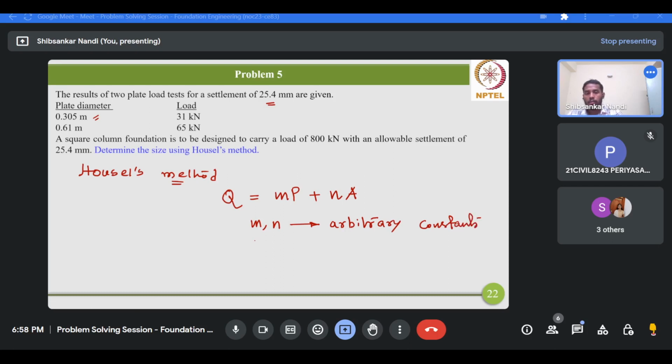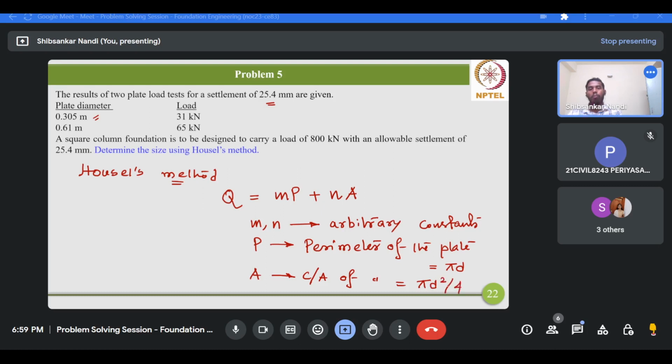And this P is the perimeter of the plate. Since the plate is circular, it would be pi d for this problem, and A is the cross sectional area of the plate, which is pi d square by 4, and Q is the load.